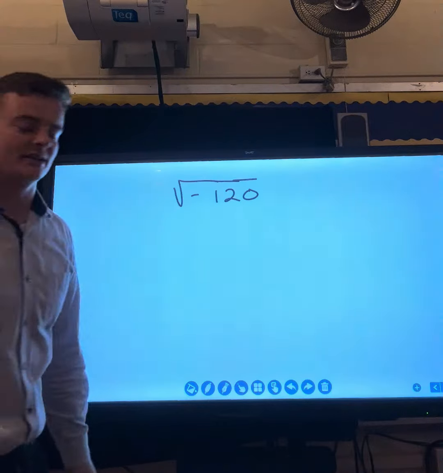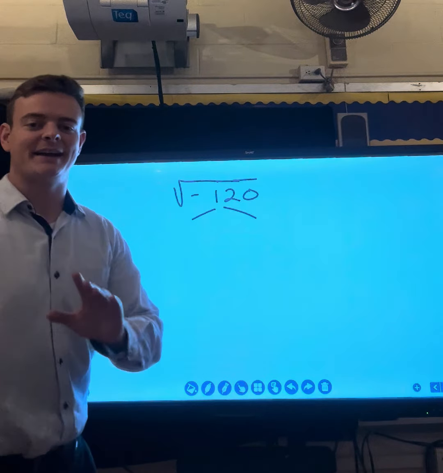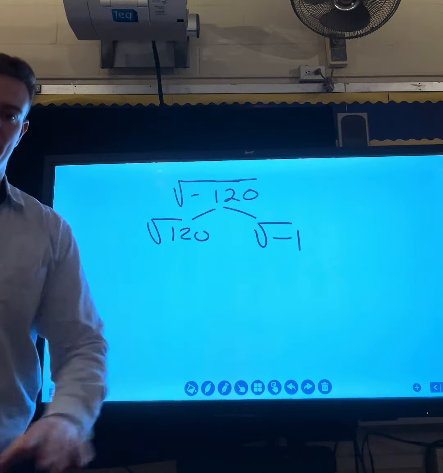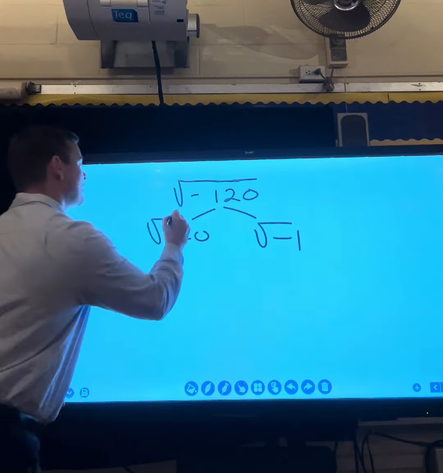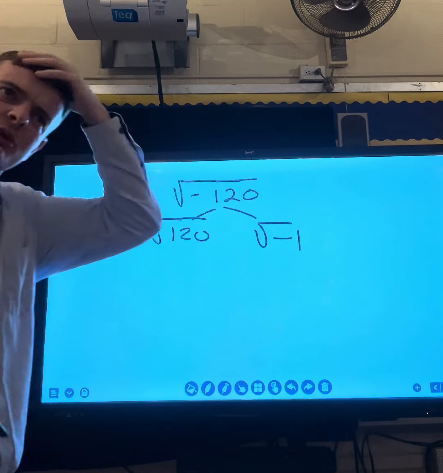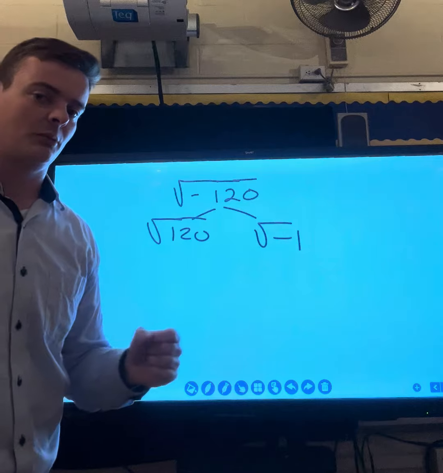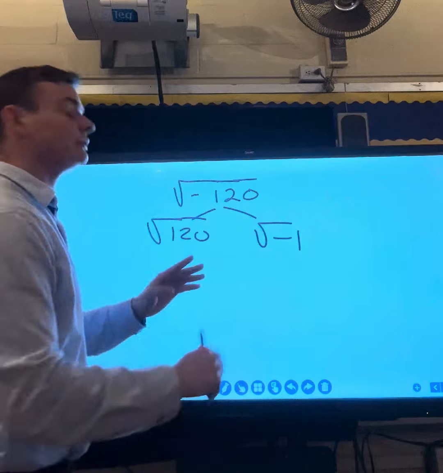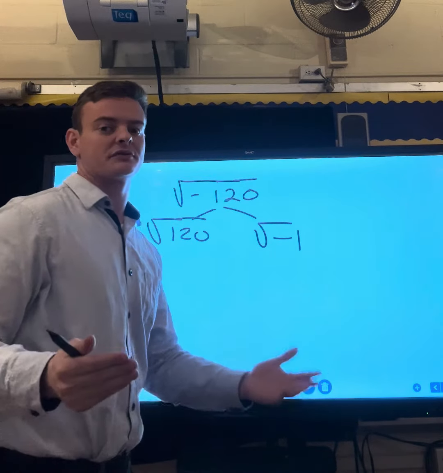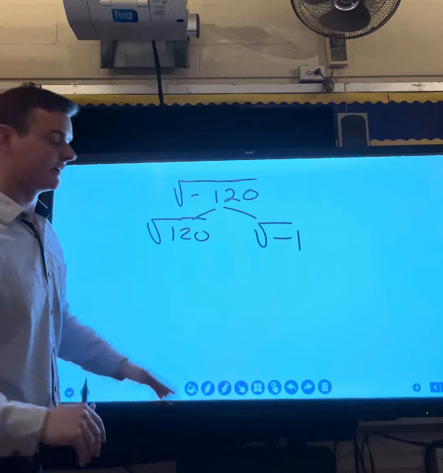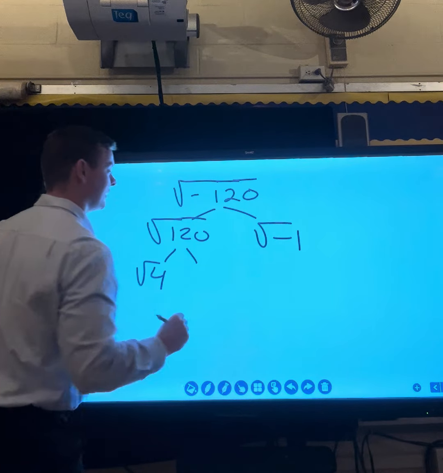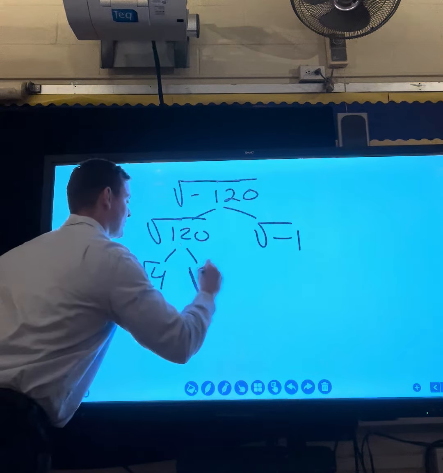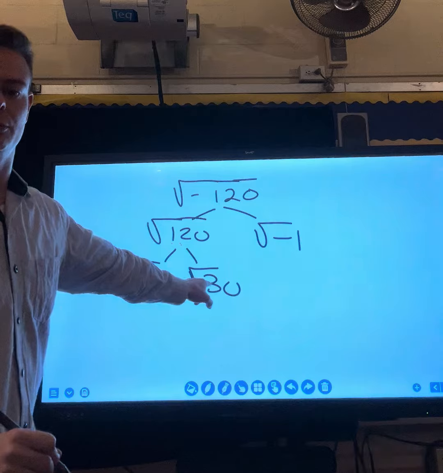Square root of -120. Same exact thing. I don't like that negative under the square root. I get rid of it right away. That's going to be my i. I have the square root of 120. What perfect squares can go into 120? I don't exactly know, but I know my best friend is usually square root of 4 or square root of 9. 9's not going to work here, but square root of 4 will. And 4 times 3 gives me 12, so 4 times 30, add that 0, gives me 120.